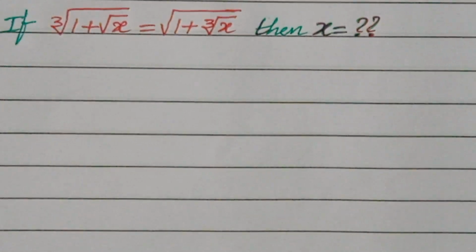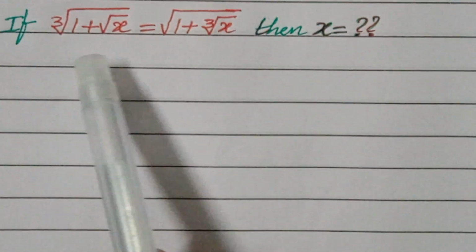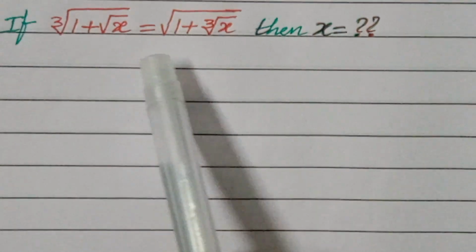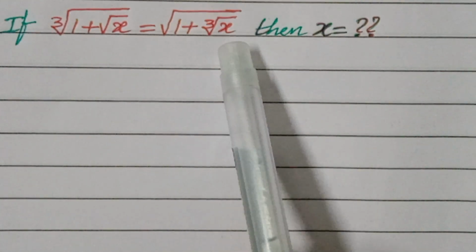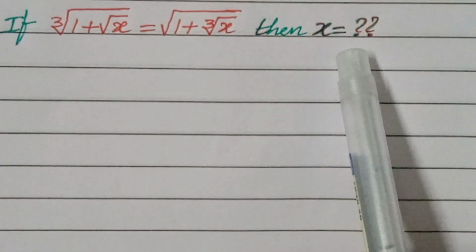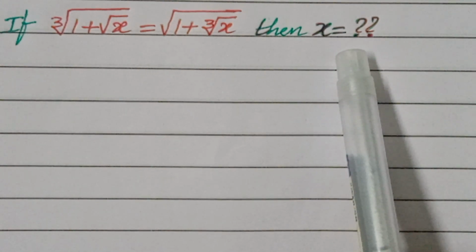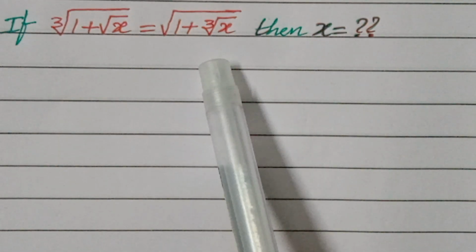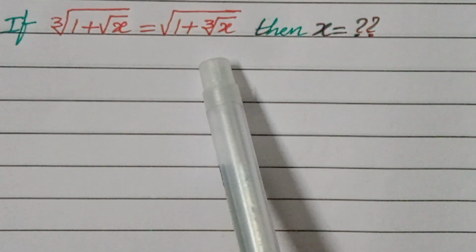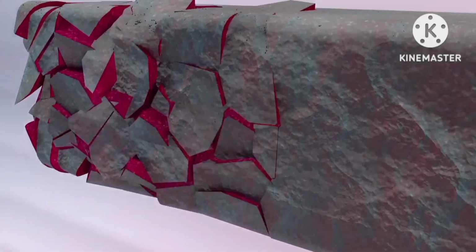Hello, today's math challenge. If the cube root of 1 plus root x is equal to the square root of 1 plus cube root of x, then you have to find the value of x. You are going to find it in two ways, a short method and a long method. So watch the video up to the end.